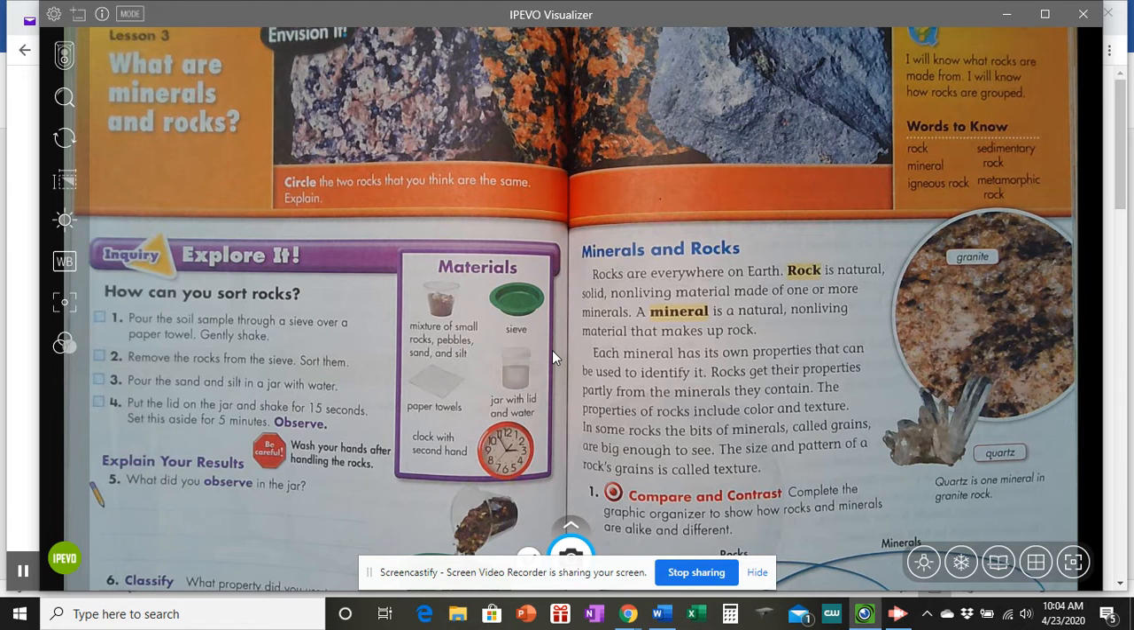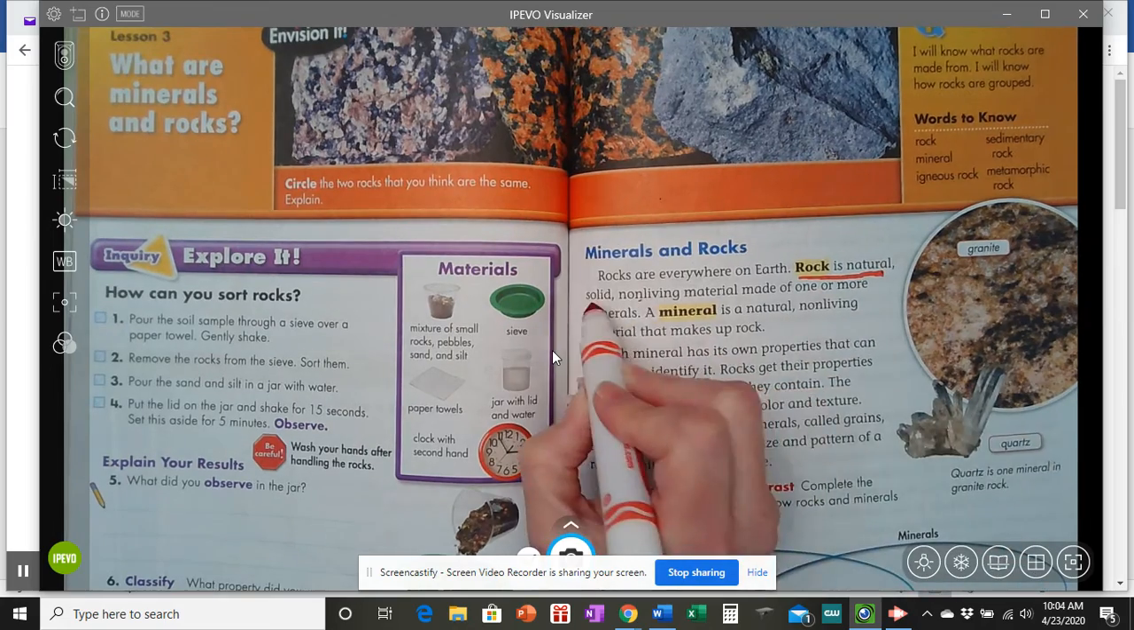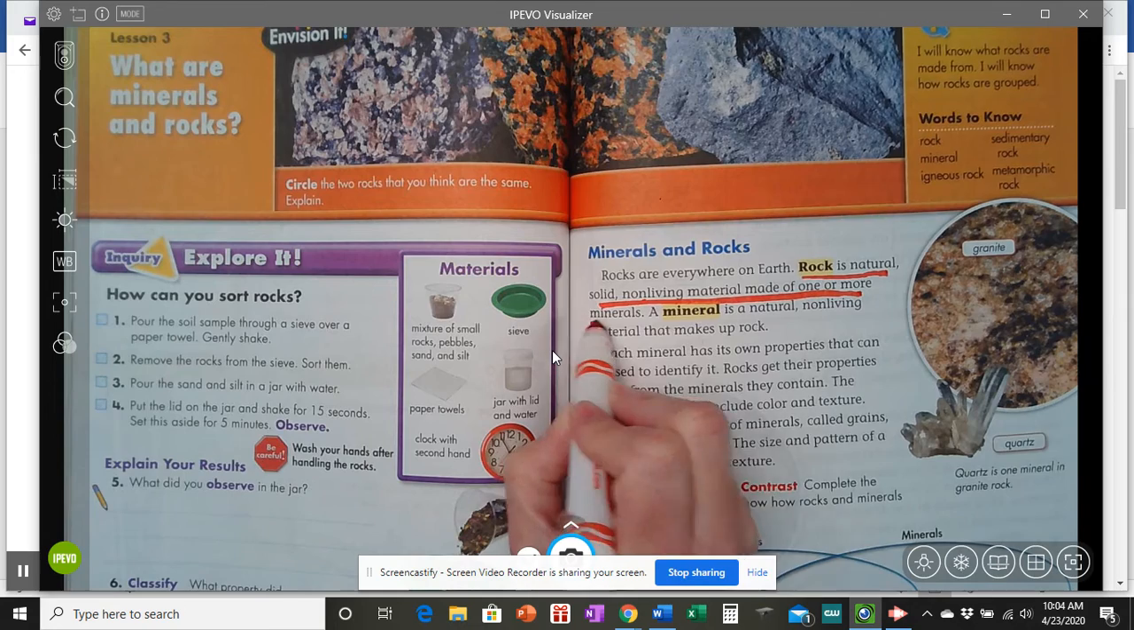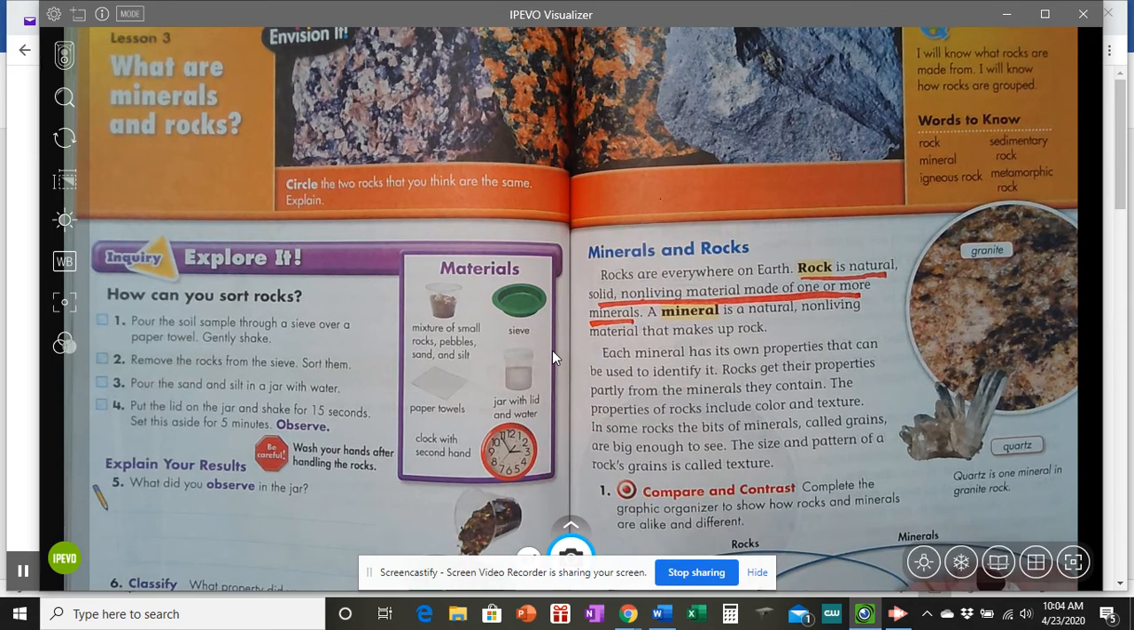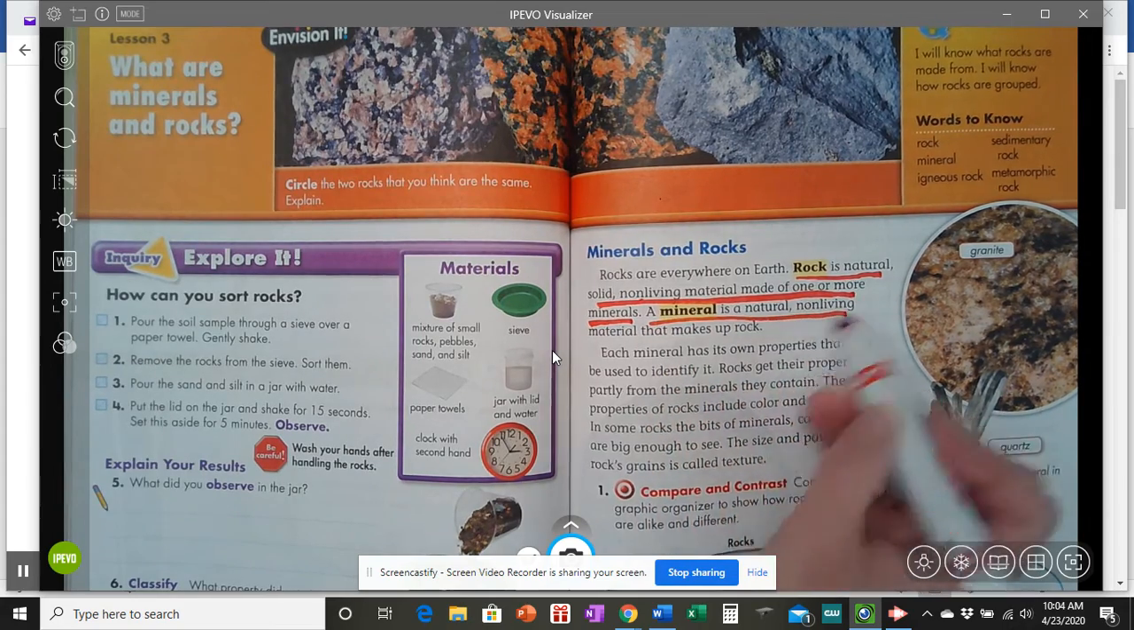Rocks are everywhere on Earth. Rock is natural, solid, non-living material made of one or more minerals, and I'm going to underline that because that is one of our vocabulary words. A mineral is a natural, non-living material that makes up rock. I'm also going to underline that because that's one of our vocabulary words.